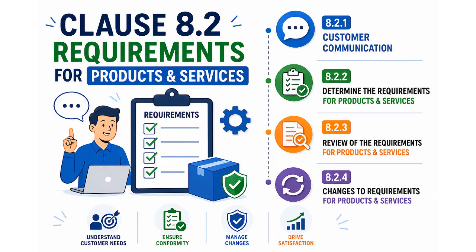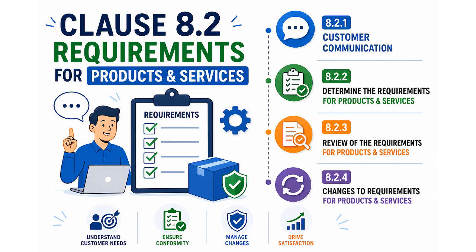Now we will see the second subclause 8.2, requirements for product and services. Further, in this clause there are 4 subclauses that we will see now step by step. First subclause is 8.2.1, customer communication. This clause mainly focuses on customer communication, ensuring organizations establish clear and effective interaction with customers.